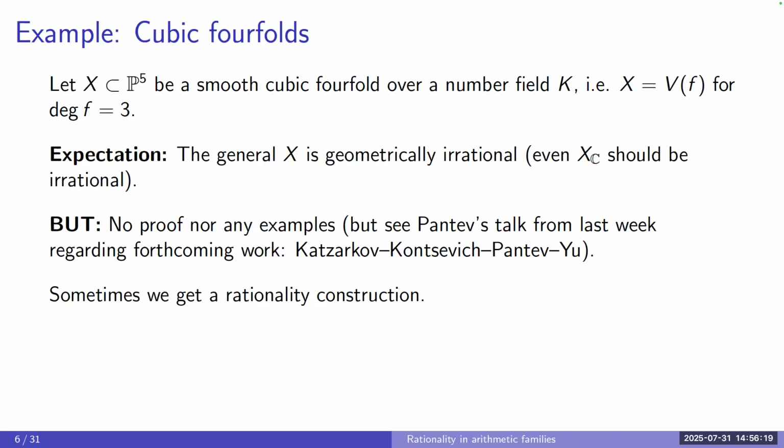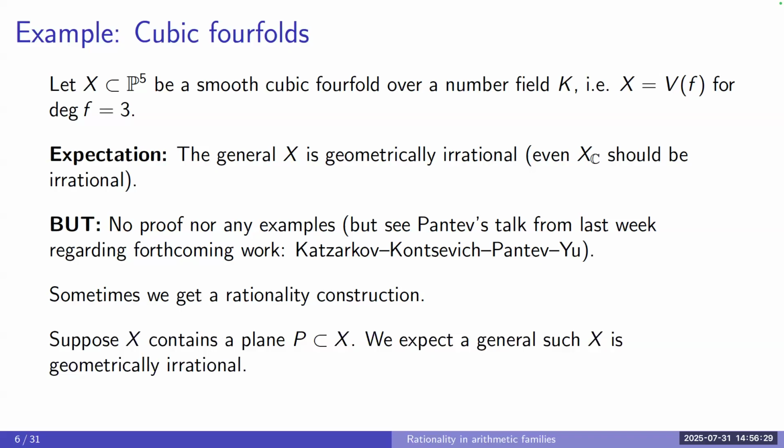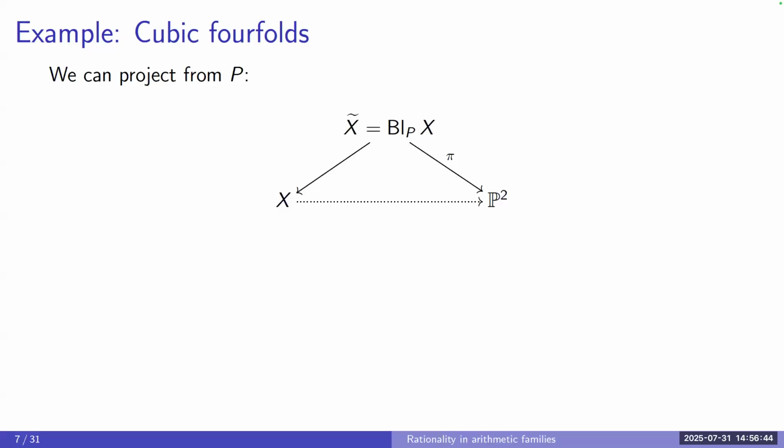Okay, but then on the other hand, for cubic fourfolds, sometimes we actually get a rationality construction. And that's the example I want to go through right now. So let me make this X a little bit more special. I want to suppose it contains a plane. Even in this case, we still expect the general such one to be geometrically irrational. But since I have this plane, I can do something with it, right? I can project away from it onto a complementary P2.